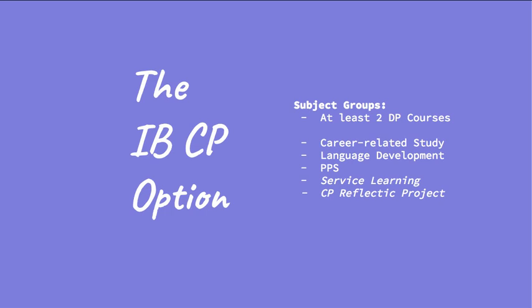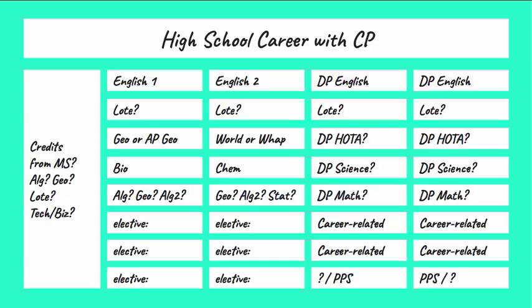The next thing to think about when it comes to your schedule is, do you want to do CP or do you want to do DP? Because then your schedule gets a little bit more tricky, right? Because there are certain requirements: at least 2 DP courses, career-related study, foreign language classes. This is the personal and professional skills class, and then you need to have additional stuff outside of school, service learning and your reflective project, which is similar to the MYP personal project. So your schedule would look something like this-ish, right? And so you only have about 6-ish electives in here, which has to include your art and your PE in there somewhere.